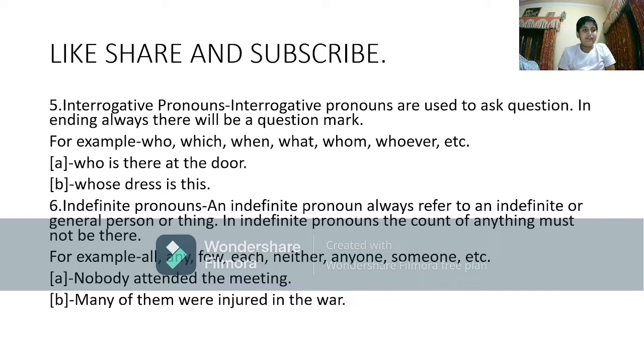Okay, the fifth pronoun is interrogative pronoun. Interrogative pronouns are used to ask questions. At the end, there will always be a question mark. You all know that these are used for asking questions, and at the end of a question sentence there must always be a question mark. For example: who, which, when, what, whom, whoever, etc. Okay, these are the examples.